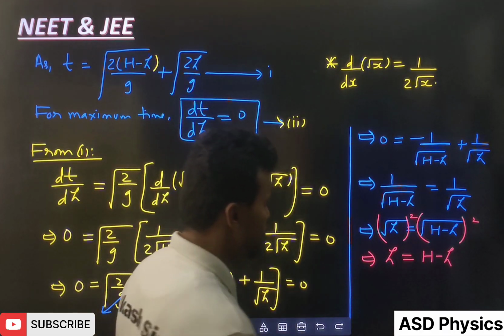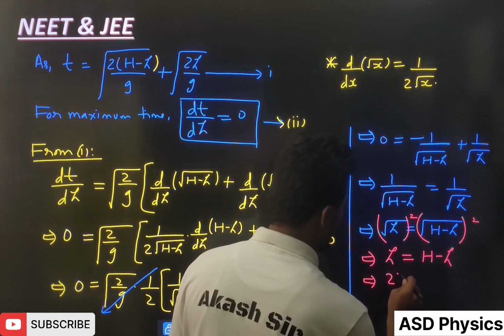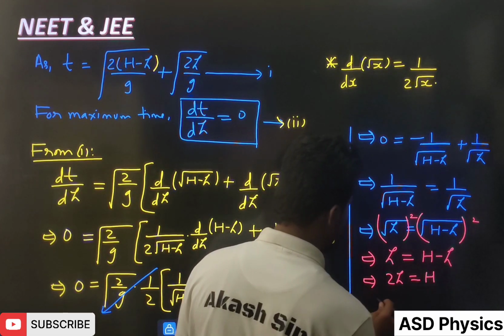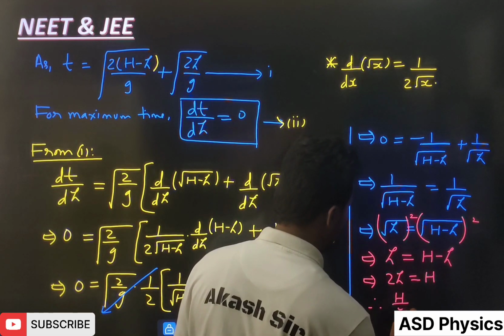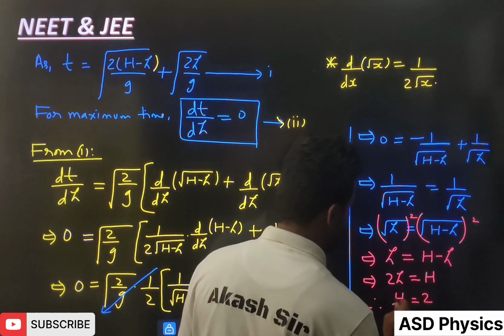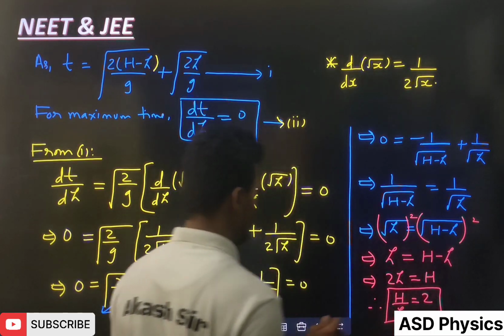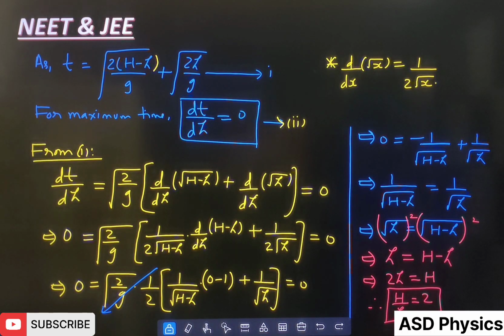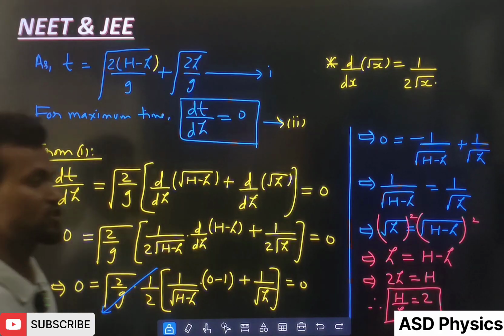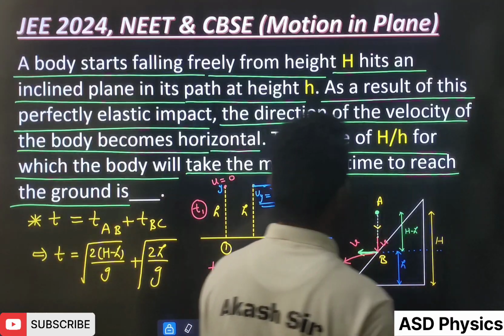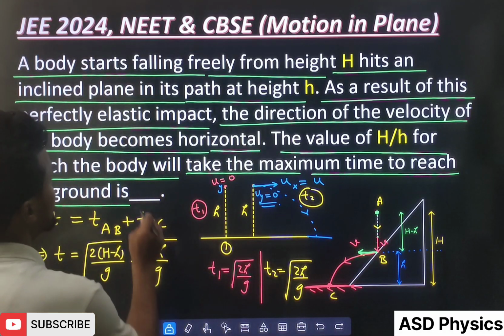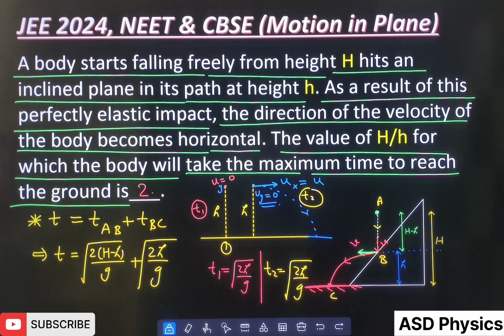Now we can write that 2h is equal to capital H. In the question they are asking the value of capital H by h, so this is coming 2. So capital H by small h should be 2. Anyhow we have to fill the data here, that is, 2 is the answer.